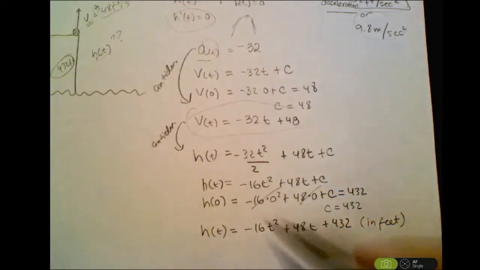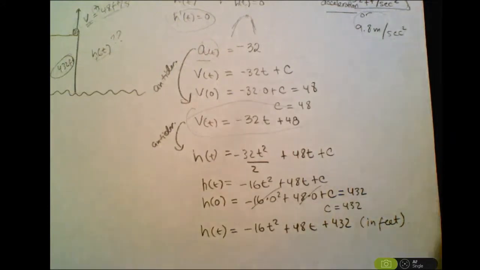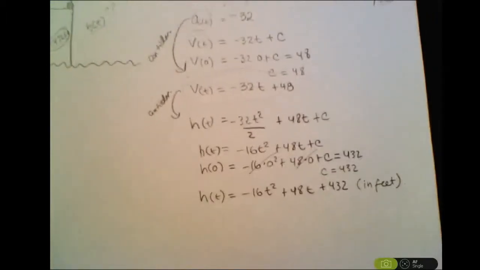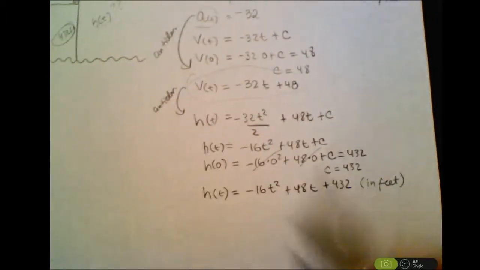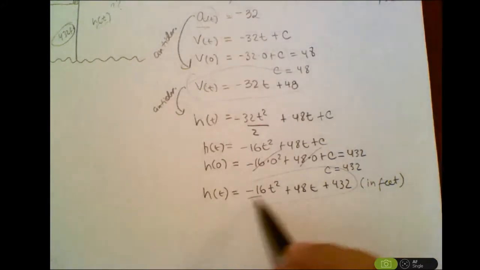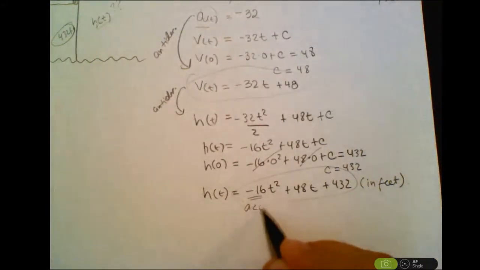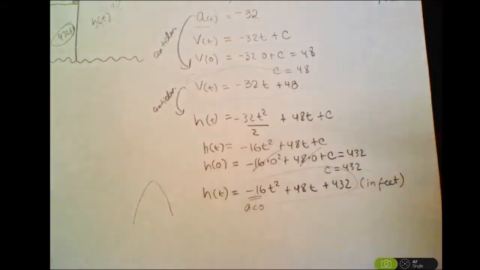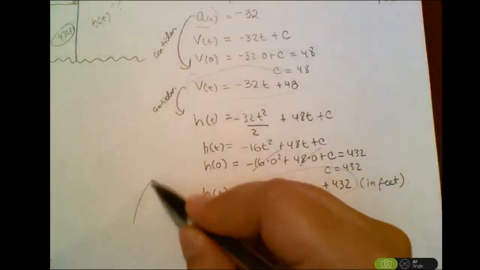So t seconds later is this much. Now it says, when does it reach the maximum height? From the properties of quadratic functions, this is a quadratic function where a is less than 0. That means the parabola opens down, so it's going to have a maximum.